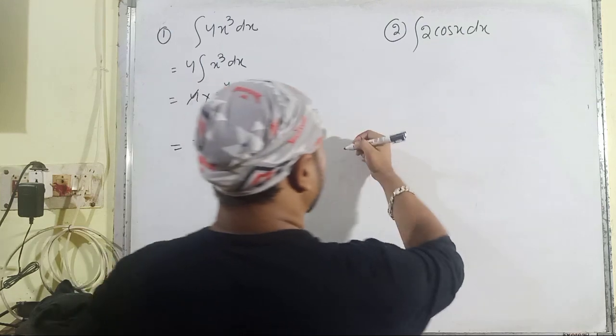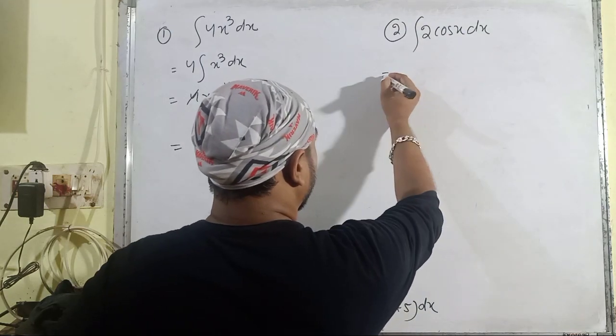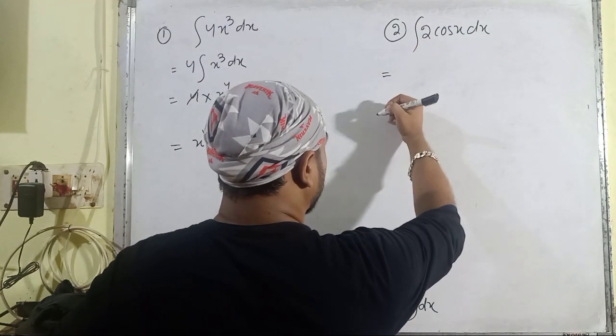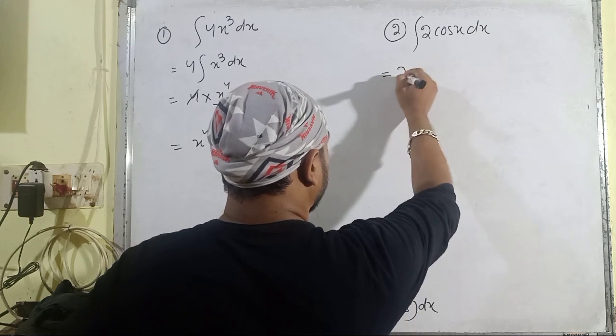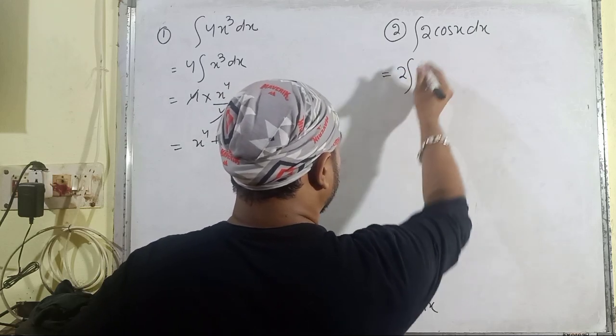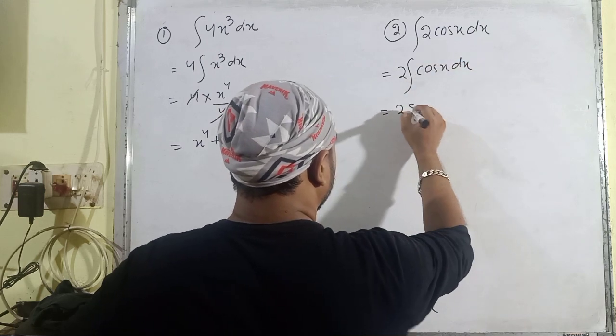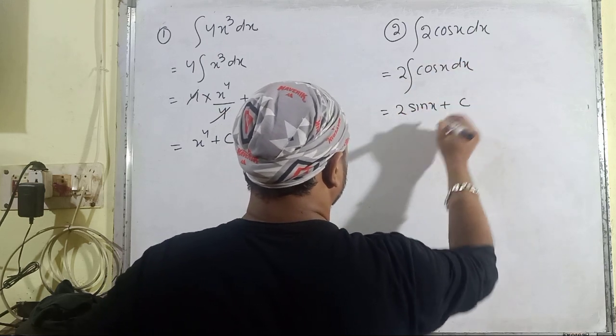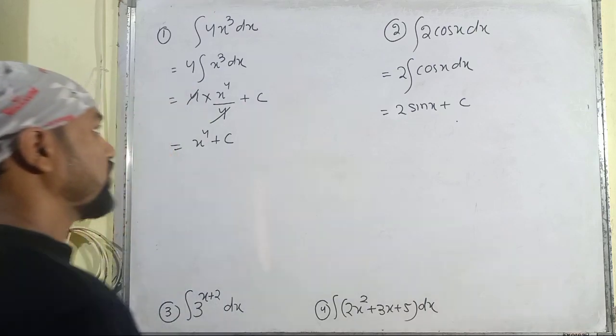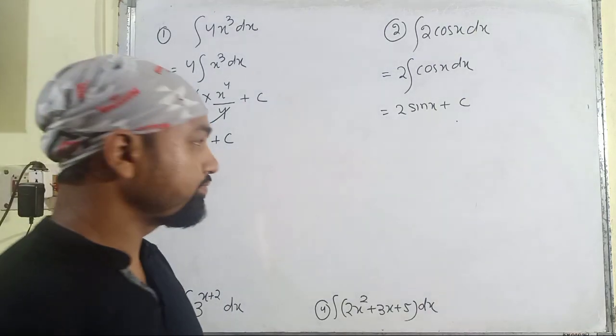Then the second question is here. Again we have to take 2 outside of the integral. 2 multiplied with the integration of cos x dx, then it will be 2 sin x plus c, and this will be the answer for problem number 2.